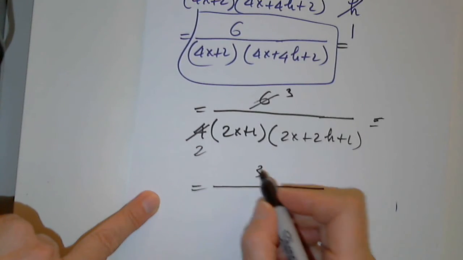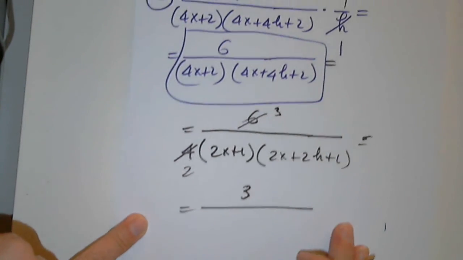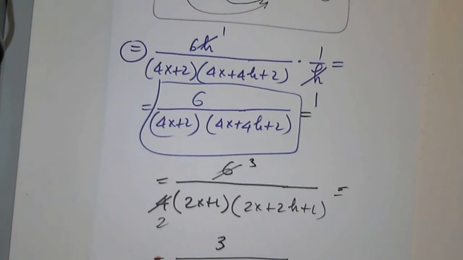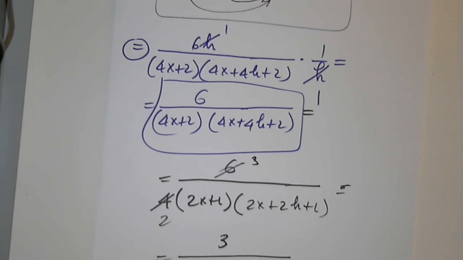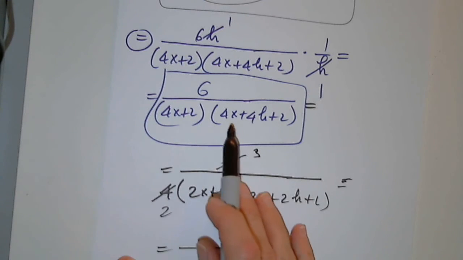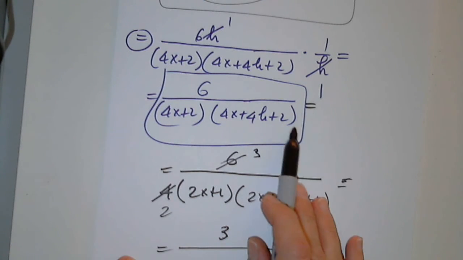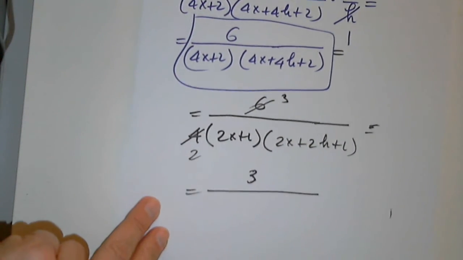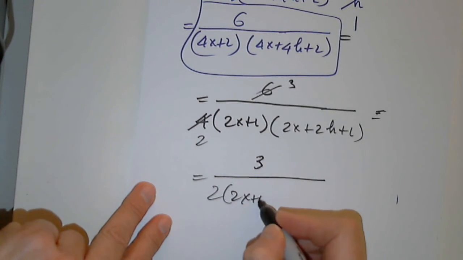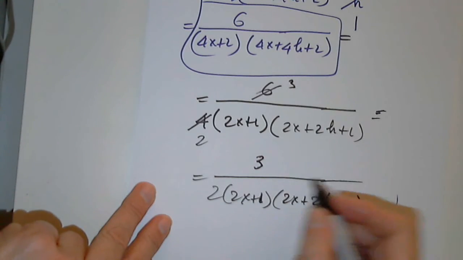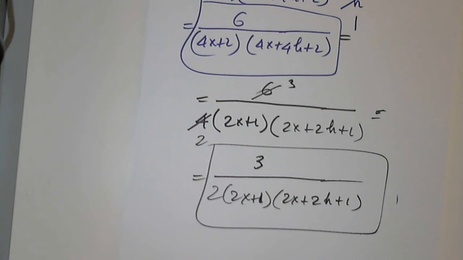Wait, when you take out the 2 instead of the 4? The 4, there's a 2 from here and a 2 from here, and it's a 4. Wait. Oh. 4x plus 2 has a factor of 2 that I pull out. 4x plus 4h plus 2 has another factor of 2. And when I multiply 2 by 2, I get a 4. Oh. So 2x plus 1, and 2x plus 2h plus 1. And this is final.